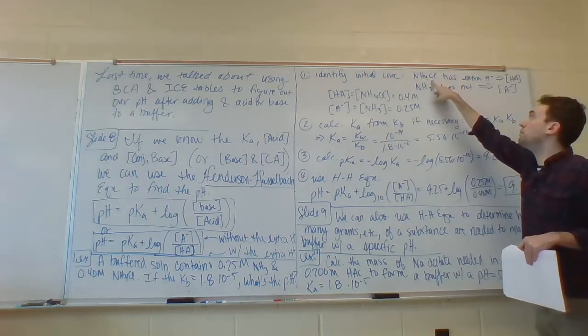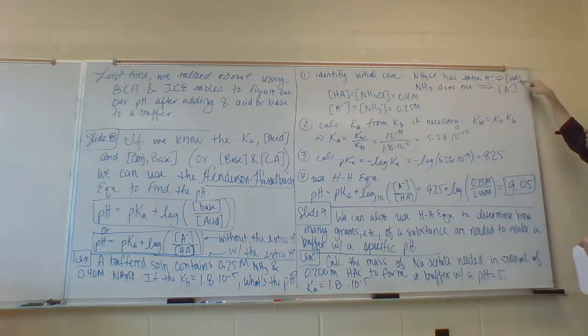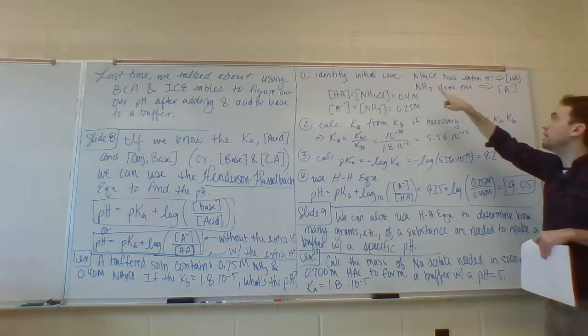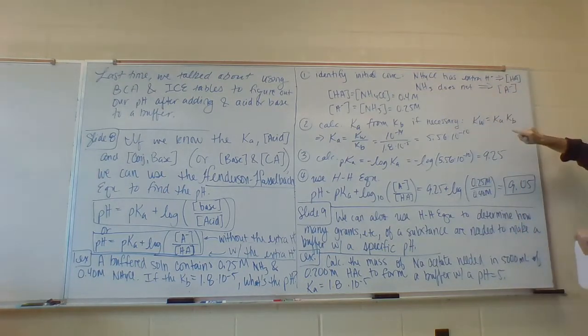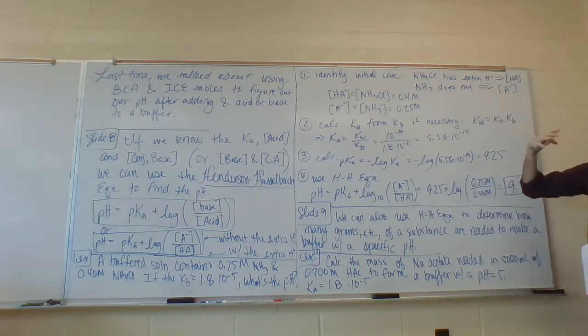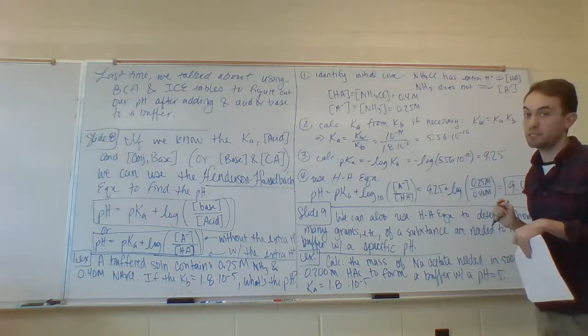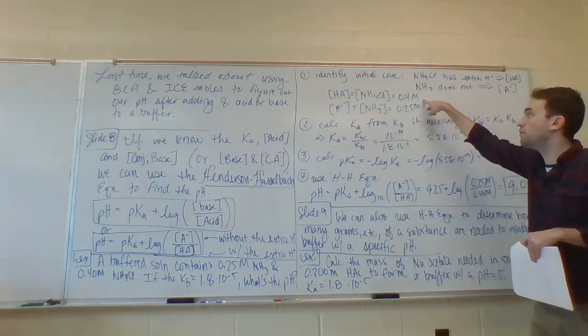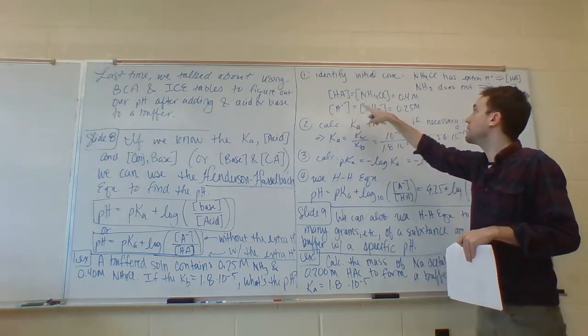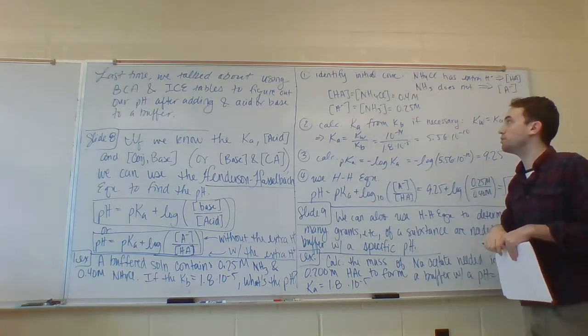Now, the way that we would solve these problems is first we're going to identify our initial concentrations. Okay, we know that ammonium chloride has the extra proton, so it's going to be our HA species. We know that our ammonia does not have that extra proton, so it is our conjugate base, or our A minus species. Okay, so that makes our HA concentration equal to 0.4 and our A minus concentration equal to 0.25.